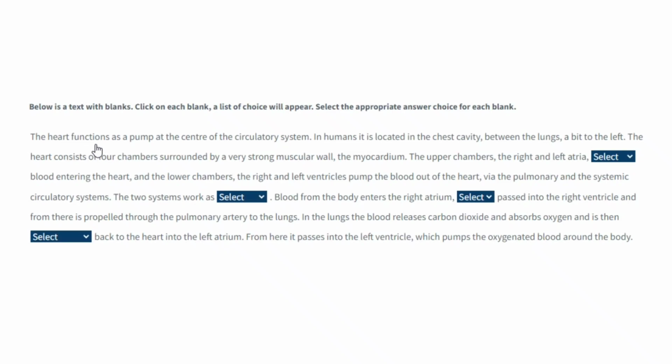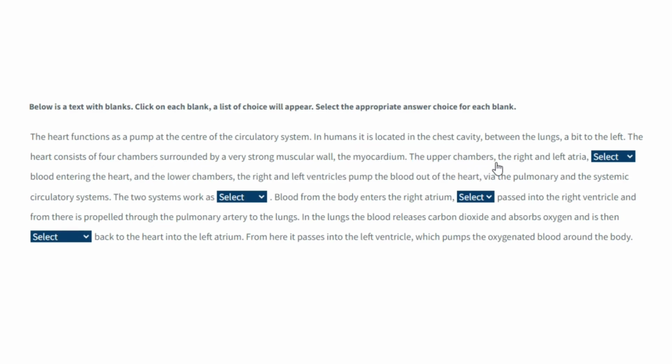Firstly, you can see the heart functions as a pump at the center of the circulatory system. It's all about the heart and how it functions, how the circulatory system works. In humans it is located near the chest cavity, between the lungs and a bit to the left. The heart consists of 4 chambers and is surrounded by a strong muscular wall, the myocardium. It's the wall of the heart, myocardium.